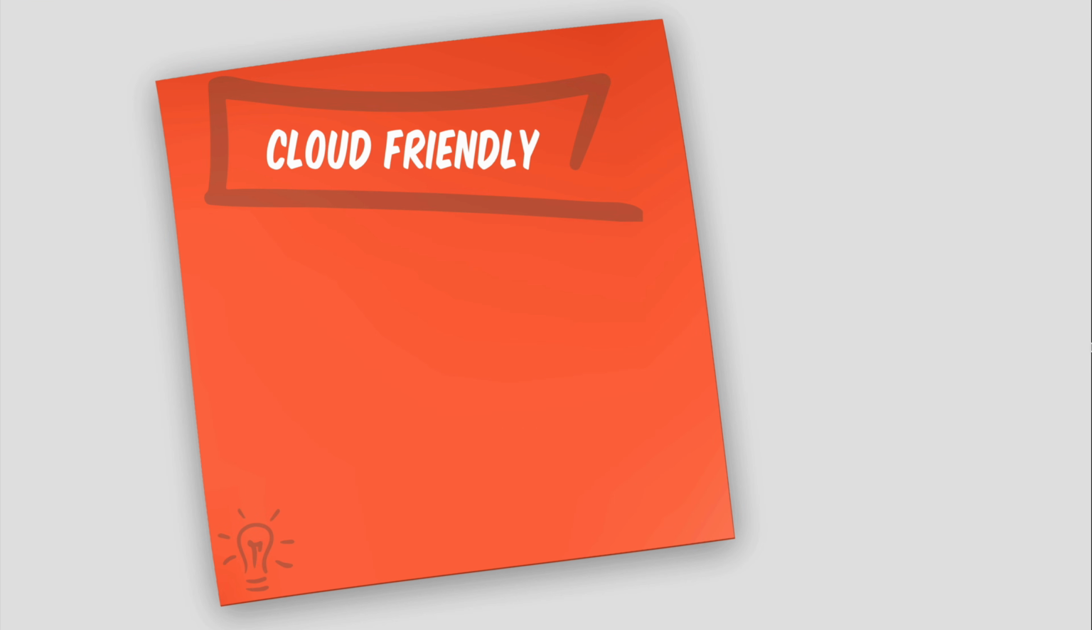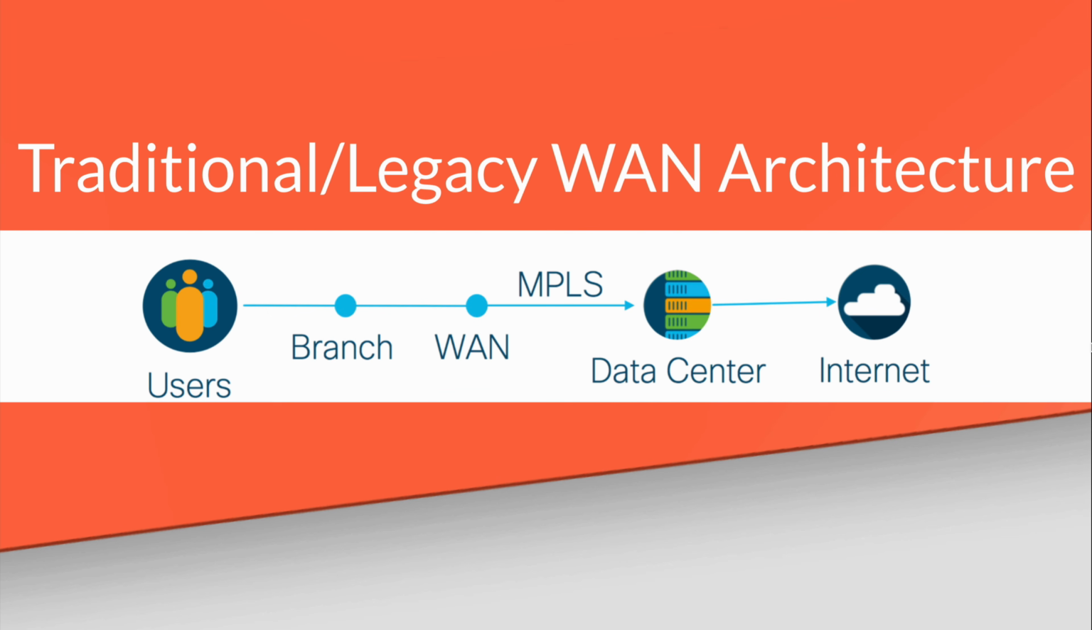Now let's look at the cloud-friendly nature of SD-WAN. To explain that, let's look at the traditional or legacy WAN architecture first. So the existing WAN architecture for most of the companies that haven't upgraded to SD-WAN yet, you've got users located at a branch, and that branch has an MPLS circuit that takes you to the data center. And then the data center has a centralized internet access for your entire business.